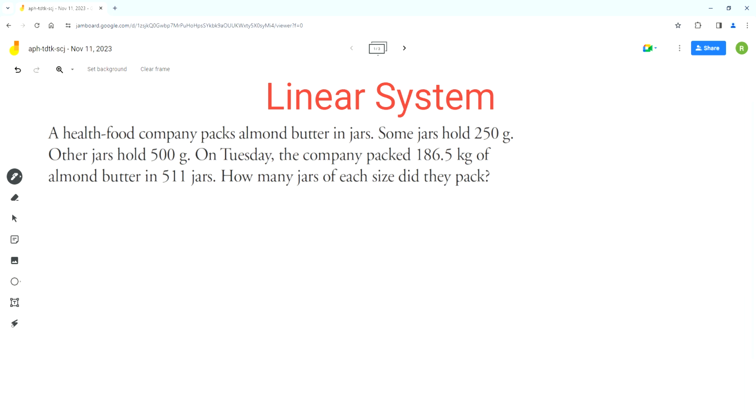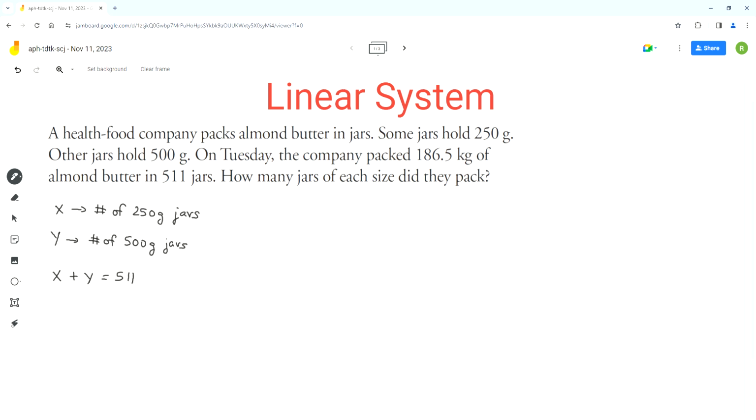So let x represent the number of 250 gram jars used, and y can represent the number of 500 gram jars used. As per the problem, they used a total number of 511 jars. So that means our first equation can be x plus y equals 511.